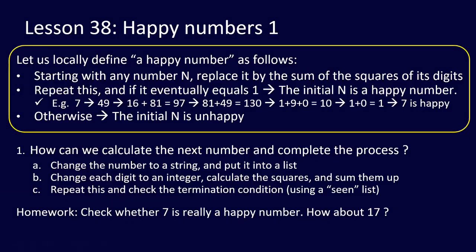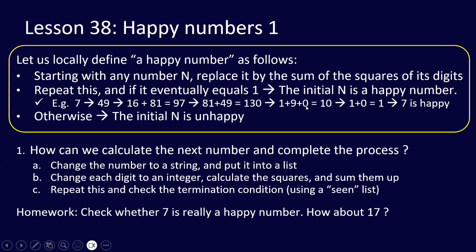Last time, we locally defined a happy number as follows. Starting with any number n, replace it by the sum of the squares of its digits. So if it's a two-digit number, two squares are computed and then added together, and that sum will be the next number. Repeat this process, and if it eventually equals 1, the initial number n is a happy number.